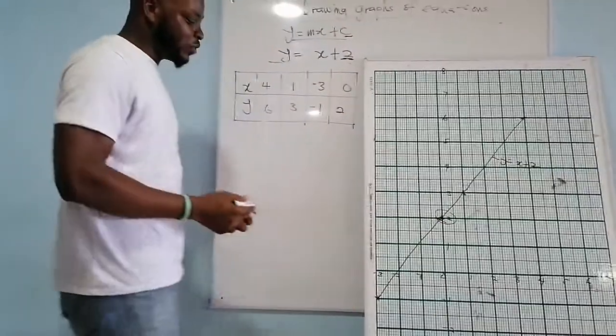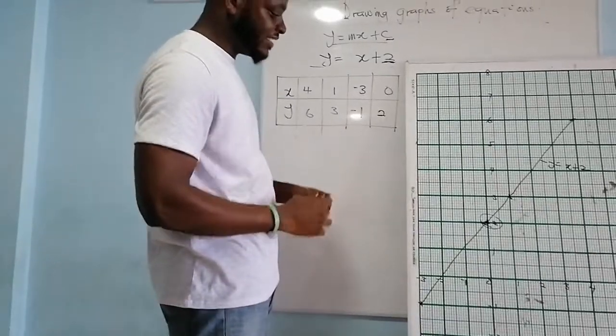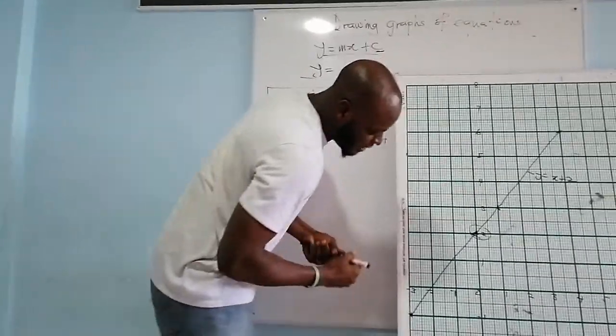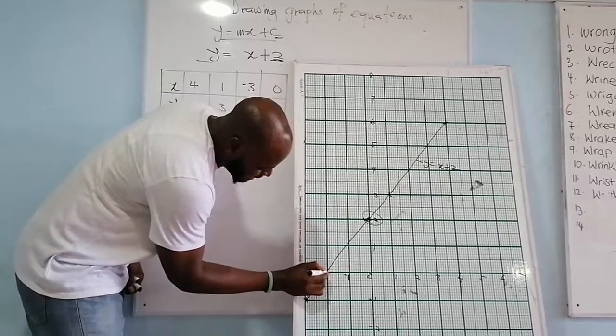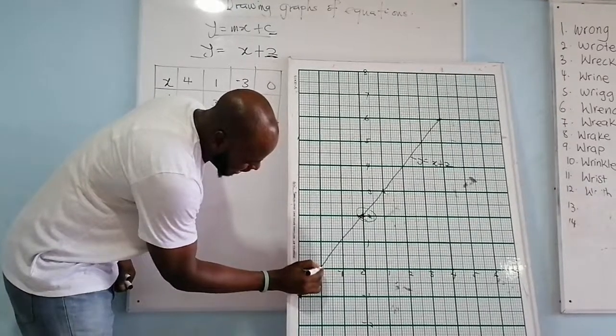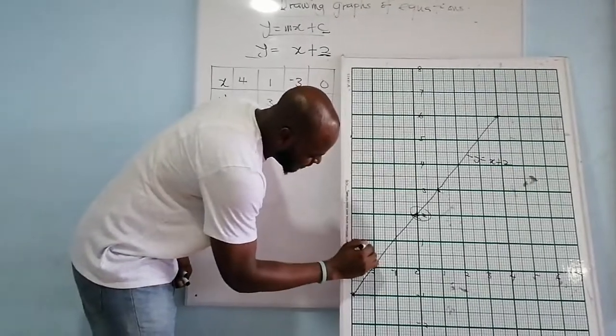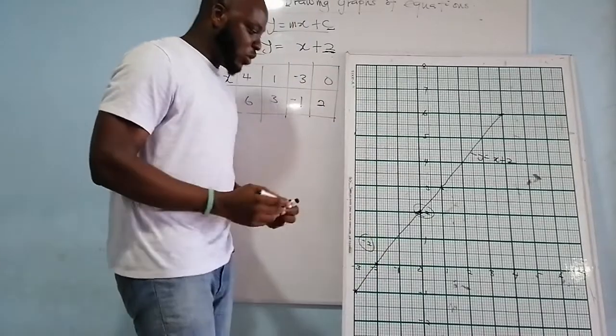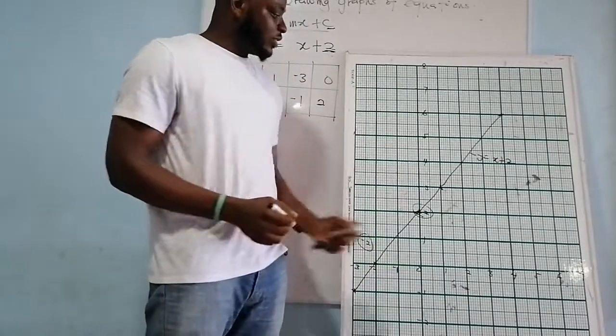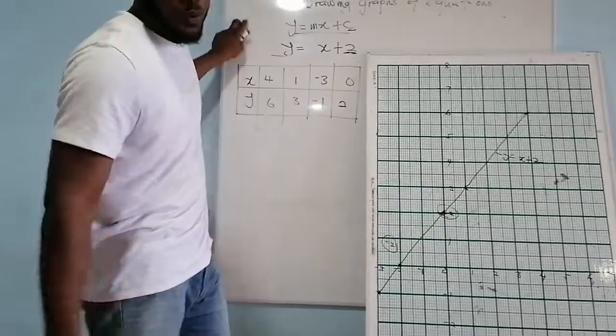And then you can be asked where the line cuts the x-axis. So you just take your x-axis here. When you look here, the line cuts the x-axis at -2. So it's as simple as that. Let's look at another example.